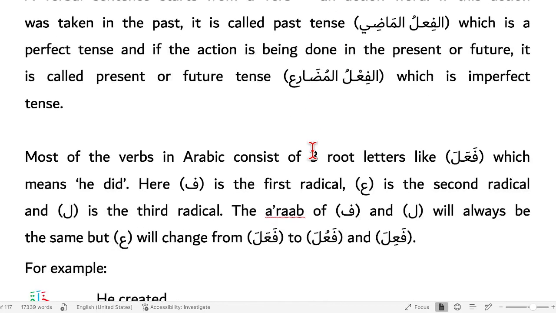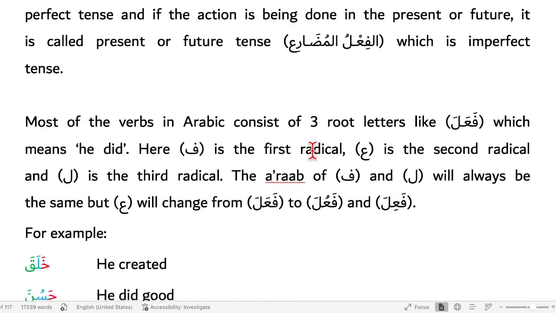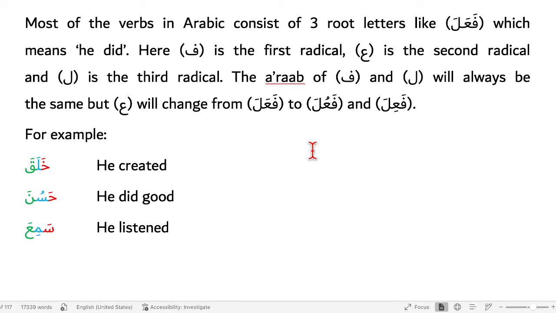In the last session, we were doing verbal sentences, and we did the past tense, Fe'lu Madin. We said that the basic form of a past tense verb consists of three root letters, like fa'ala, which means he did. Fa is the first root letter, A is the second, and Lam is the third. Examples: khalaqa, he created; hasuna, he did good; samia, he listened.